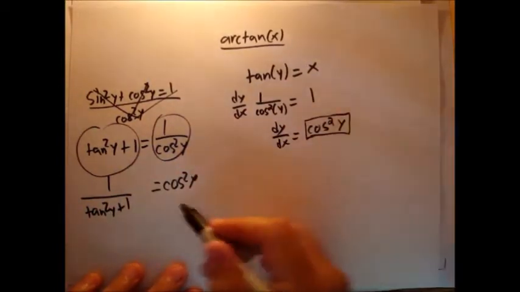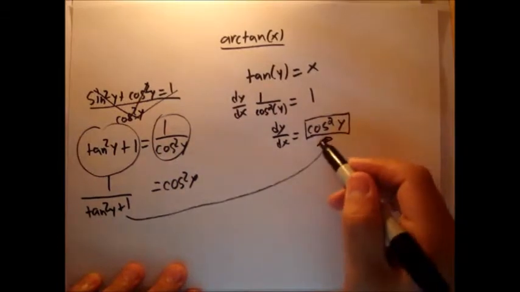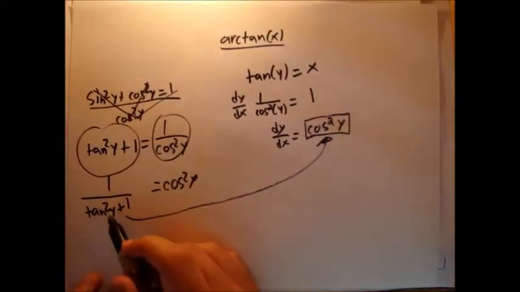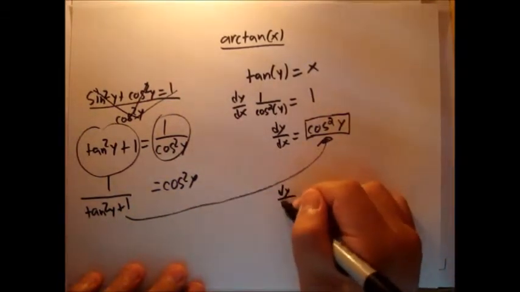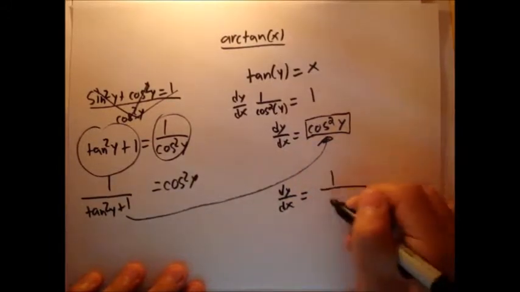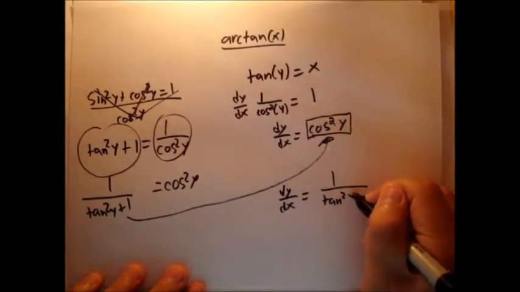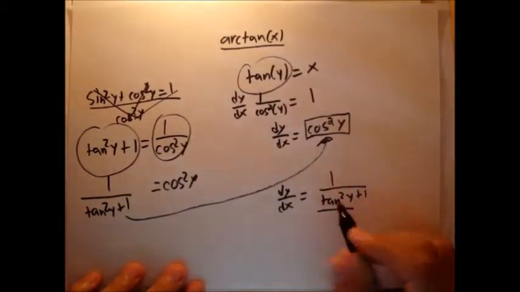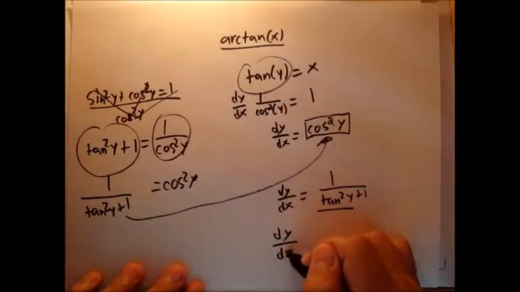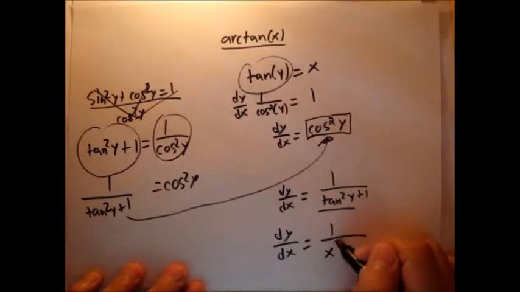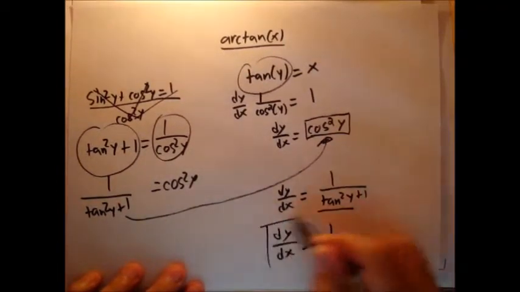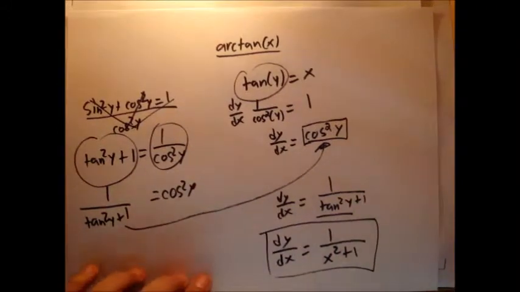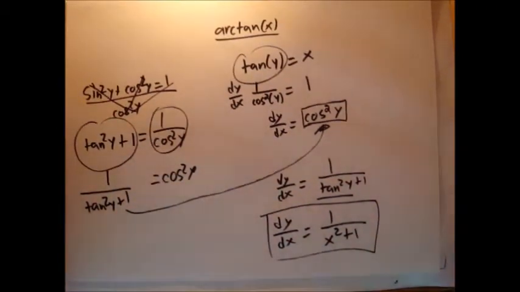Well, there you have it. We can just substitute this with this, because it's in terms of simple tan squared y. So, dy/dx now equals 1 over tan squared y plus 1, and tan y is just x. So right here, this is just x squared. dy/dx equals 1 over x squared plus 1. Wow. Another amazing fact. The derivative of a trigonometric function actually gives us an algebraic function.